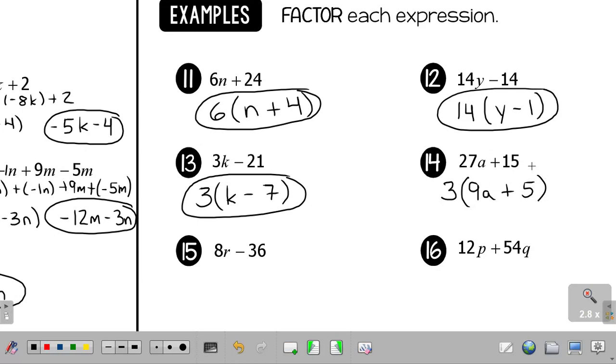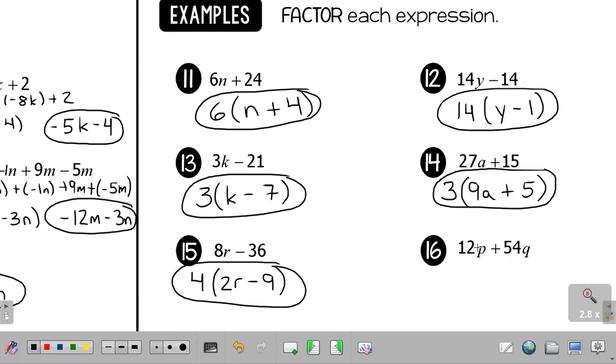Okay. And then the last two of the just factoring questions here. 8r minus 36. Some people will be tempted to say the greatest common factor is 8, but it's actually just 4. So when we take out a 4 here, that's going to leave us with 2r minus 36 divided by 4 is 9.